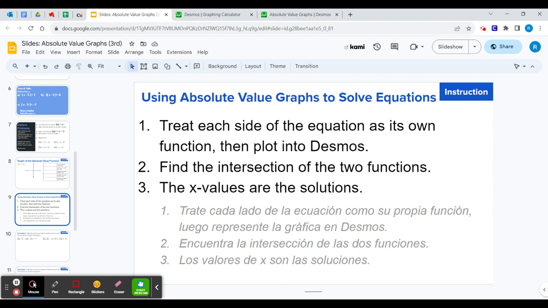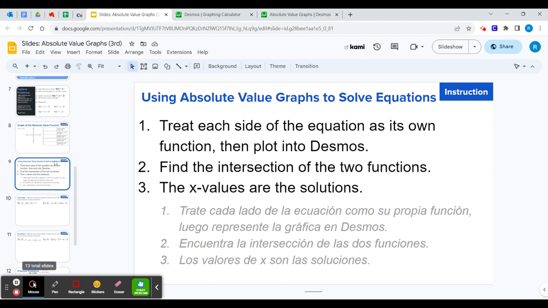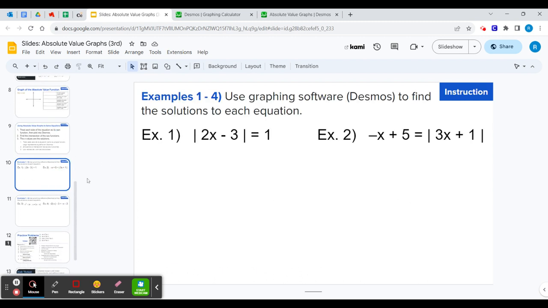Then we're going to find the intersection of the two functions, just like we did with our systems of equations. But instead here, since we're using this as a tool to help us solve equations, we're only going to pull the x values. The x values are the solutions. So let's see what I'm talking about in example 1.